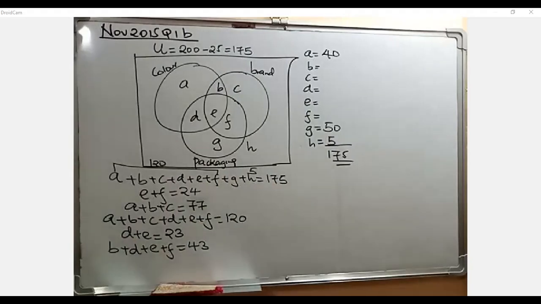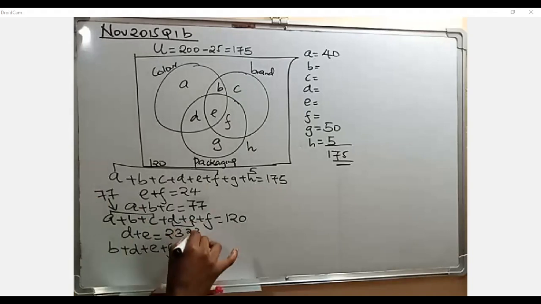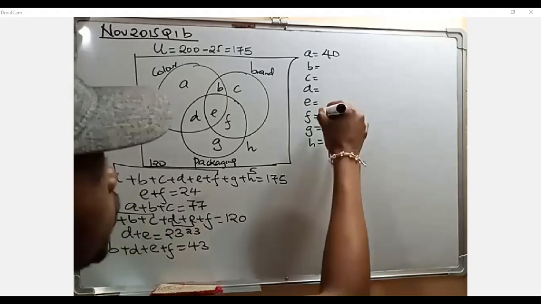Now, let us break it down a bit by checking the values. We have our A to C, which we know very well is 77, right? Then you have your D and E, which is 23. So our F should be equal to what? 120 minus 77 minus 23, getting 20. So our F is 20.